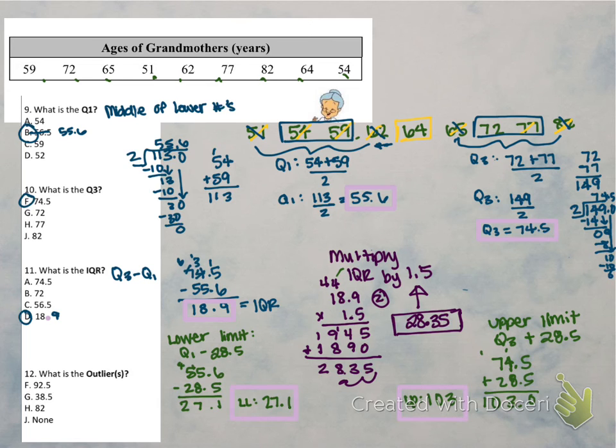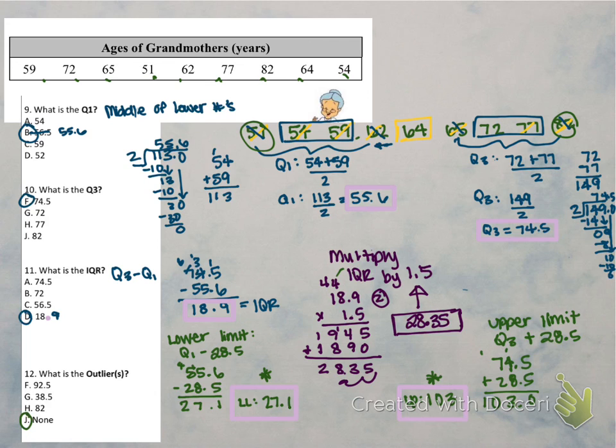All right, so for the lower limit, you should have gotten 27.1, and for the upper limit, you should have gotten 103. So remember, now we look at our data and say, is there a value that is lower than 27.1? The lowest number is 54, so the answer would be no. Then we look, is there a number greater than 103? Our highest number is 82, so the answer is no. So there is no outlier for our ages of grandmothers. So we would do none.